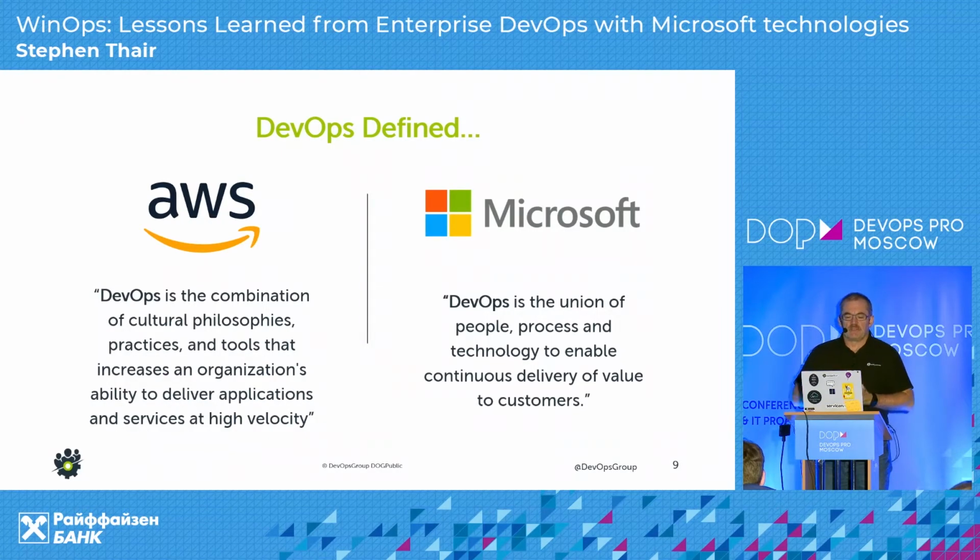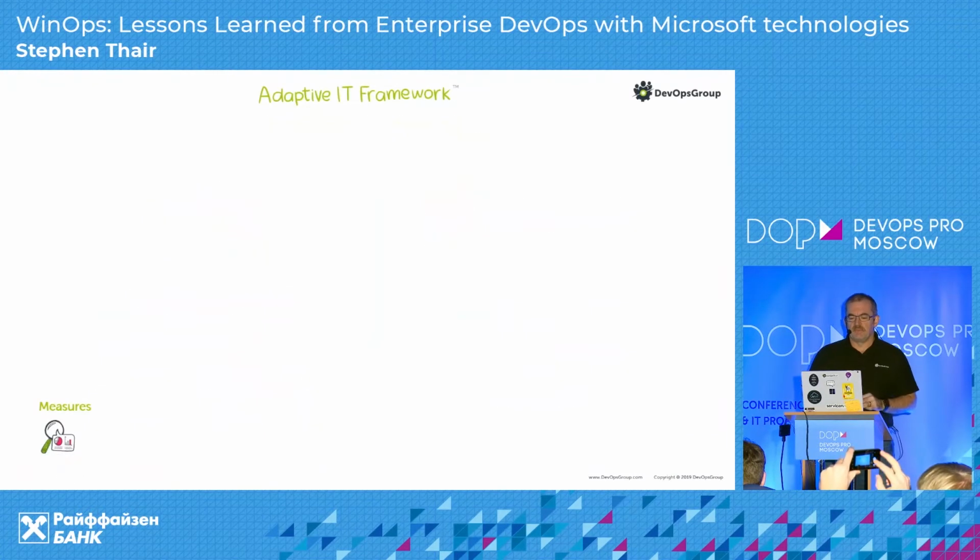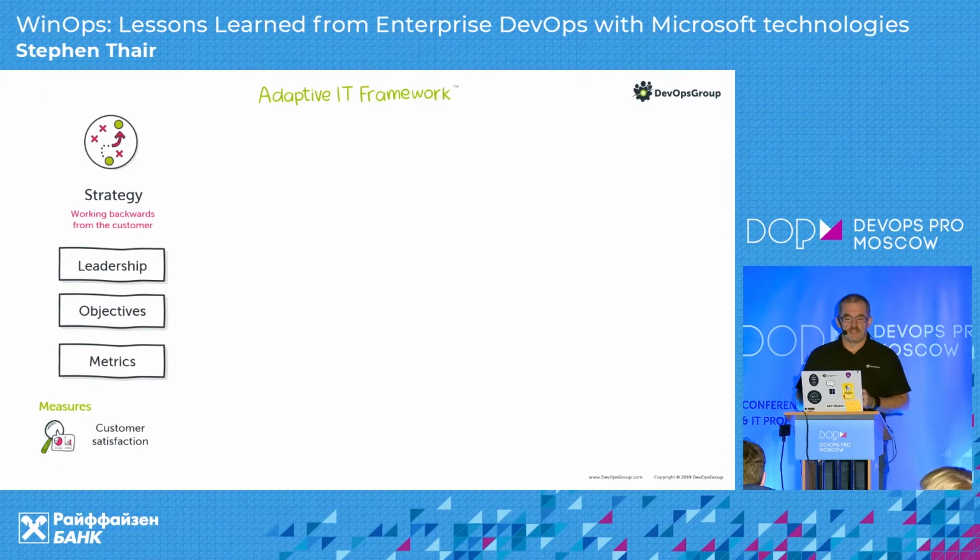So in the 7 years that we've been running DevOps Group and consulting with large organizations in financial services, insurance, and retail, we've come up with our own framework for DevOps, which we call Adaptive IT. And Adaptive IT is built on five key pillars. The first pillar is what we call strategy. It's about working backwards from the customer.